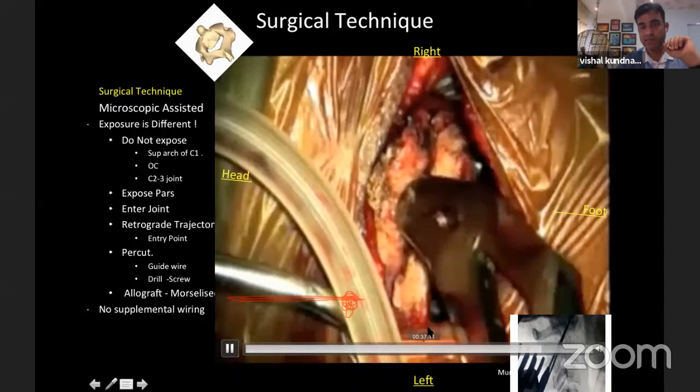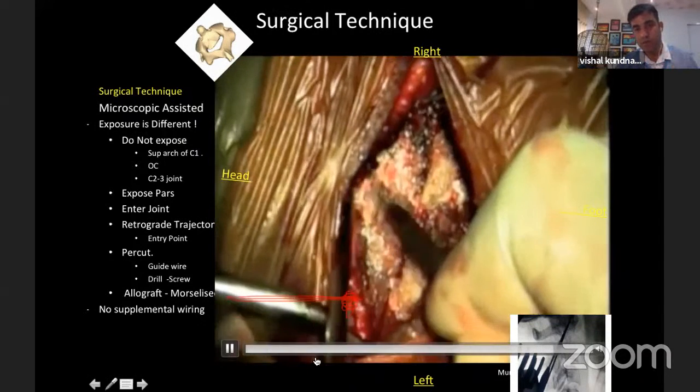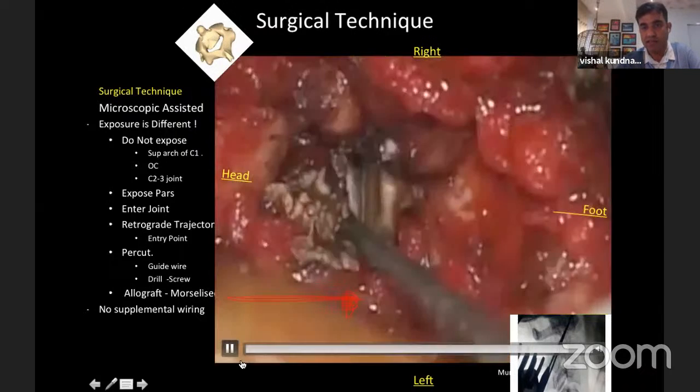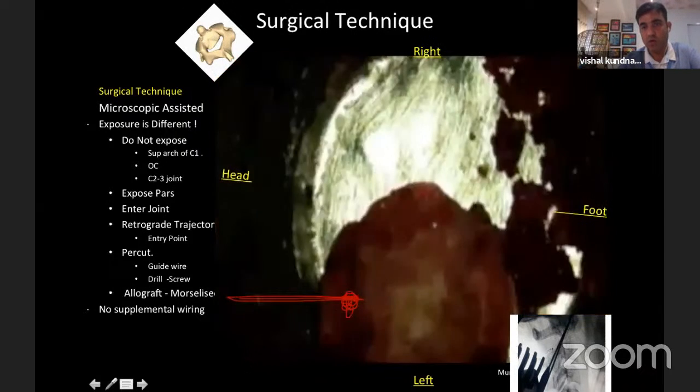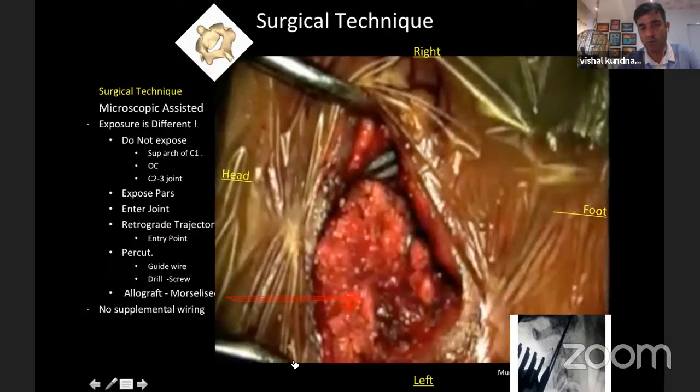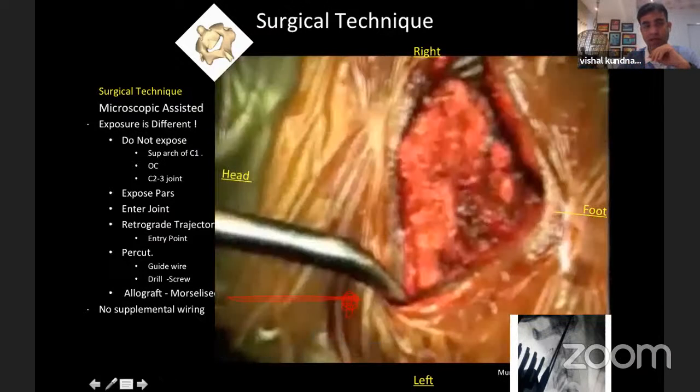And then between C1 and C2, there has been a mention of use of sublaminar wires under the C1 arch, but we have never used it. We actually use only morcellized allograft in all our patients. We have never used supplemental wiring, and believe me, you just don't need it. It just unites like fire.